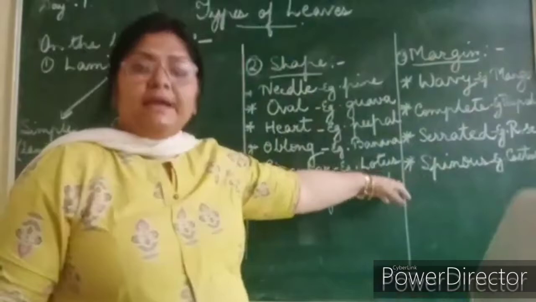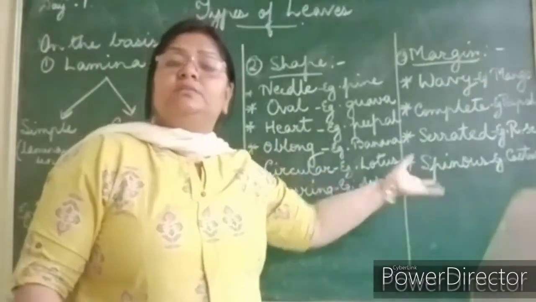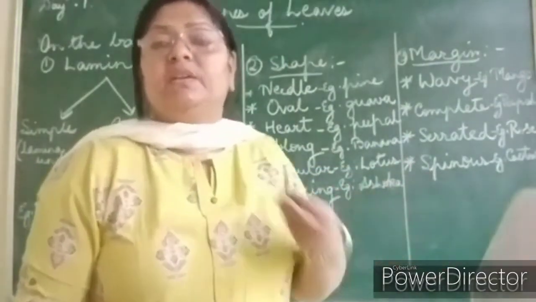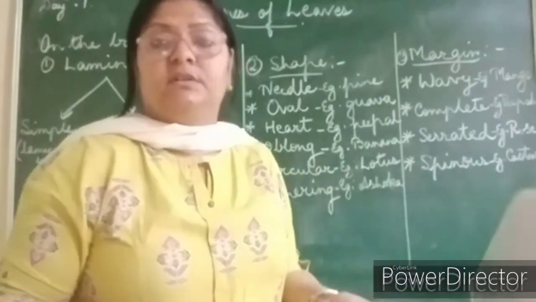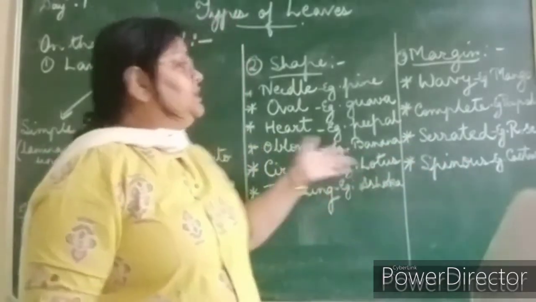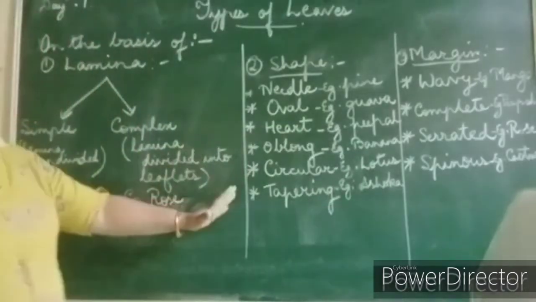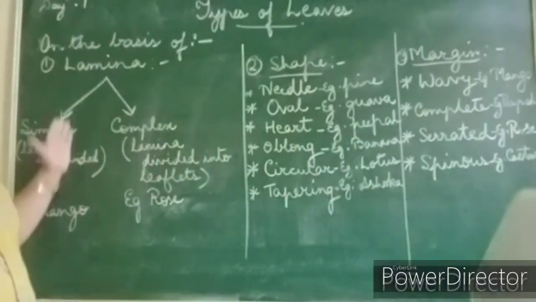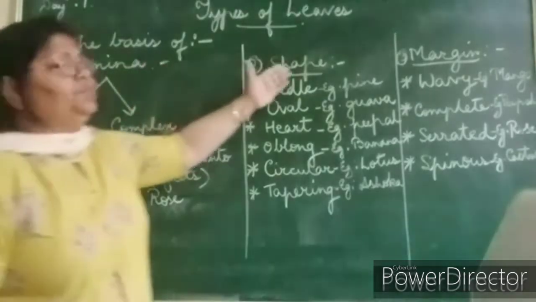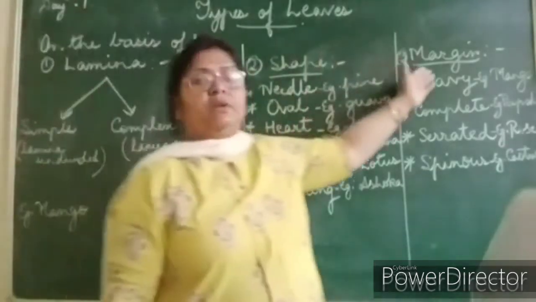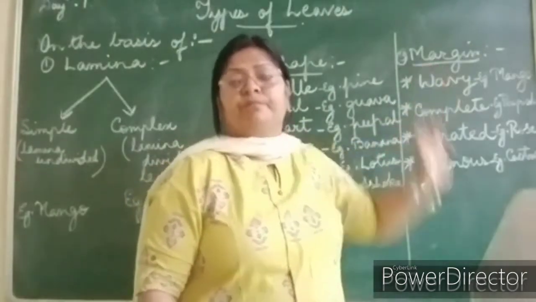Next, spinous margin. Spinous is like spines, it will be very prickly. It is found in cactus. All of us have seen it, isn't it? So these are the different types of leaves based on different factors: based on the lamina, based on different shapes, based on different types of margin.